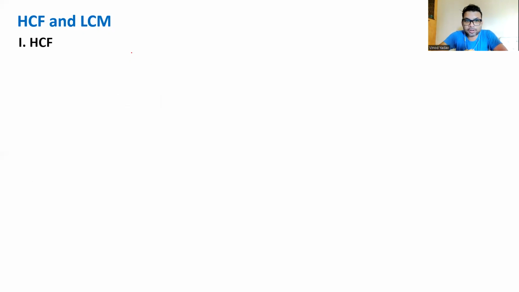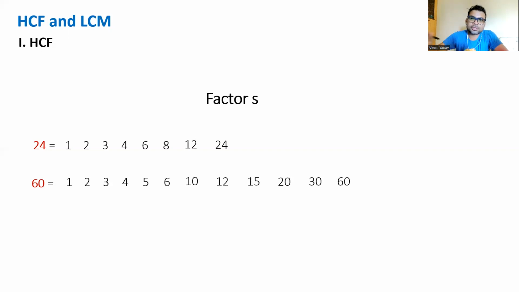So I'm listing down all the factors of 24 and 60. 24 factors are, factors means the numbers which will divide 24. 24 जिनके भी table में आएगा वो numbers. And smallest factor of any number is 1. And largest factor of any number is the number itself. So see, we have listed all the factors of 24 and 60.